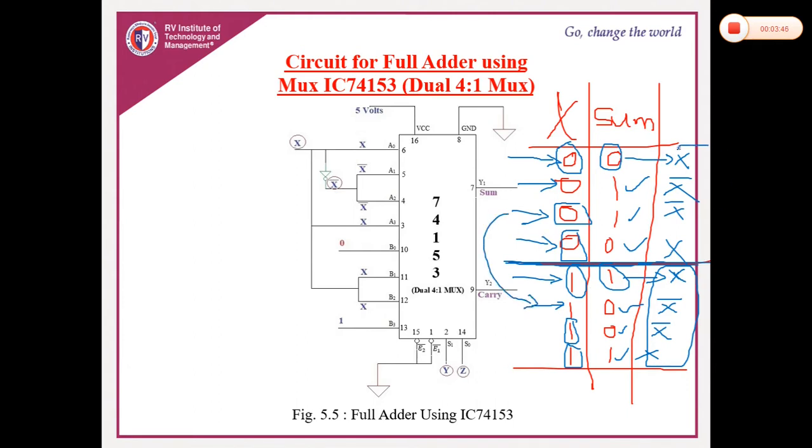So what I will be doing is, I'll take this. Okay, X, X bar, X bar, X. So if I take this as the IC diagram, top portion: X, X bar, X bar, X.